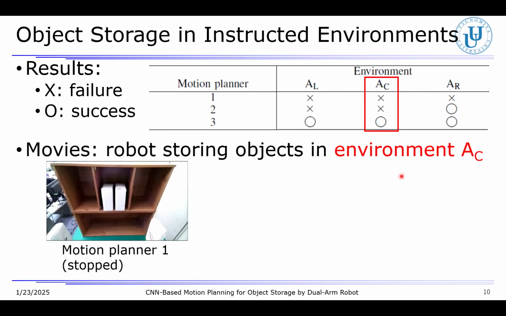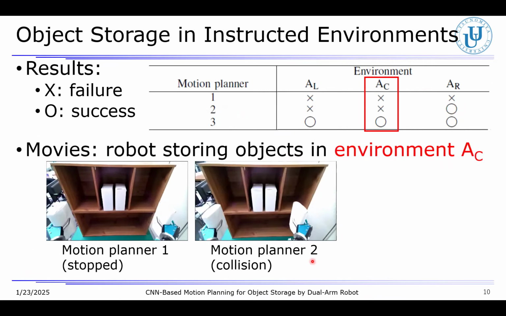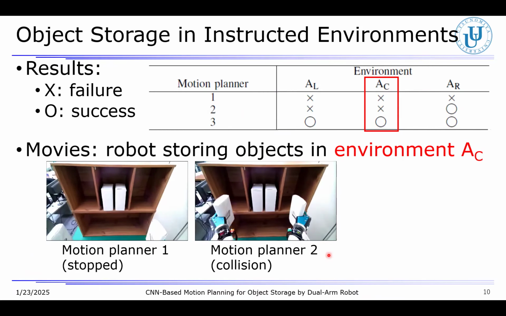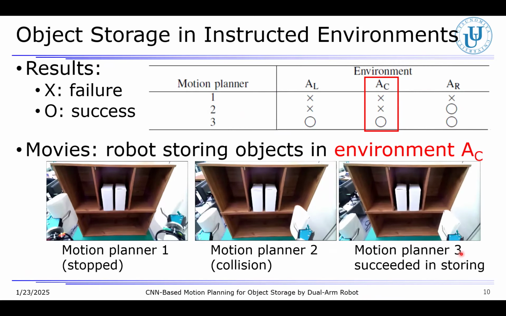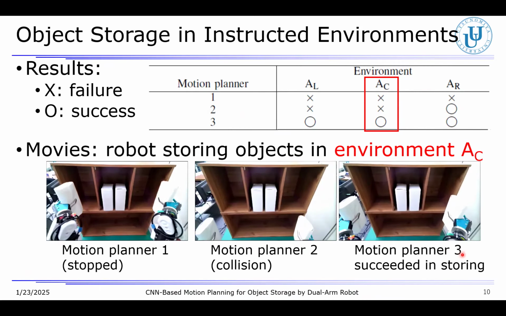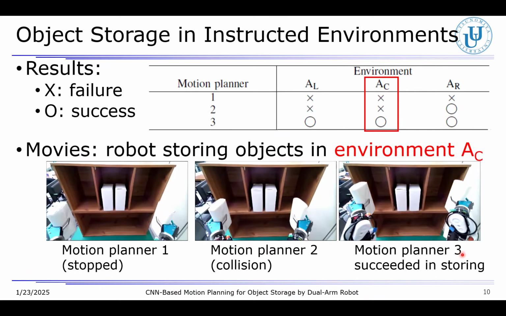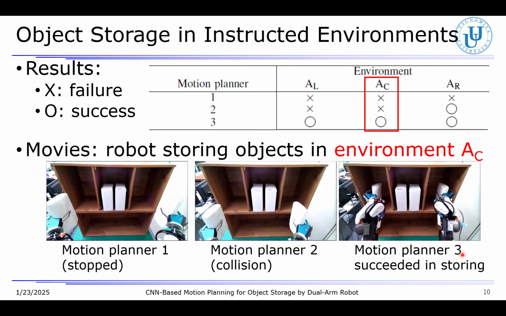So here, please have a look at the movies from the robot's point of view in environment AC. First off, for the robot based on the first motion planner, we can see that the hands stopped moving before the shelf. The robot based on the second motion planner moved the hand toward the correct target spaces, but after that, the grasped objects collided with the shelf. On the other hand, the robot based on the third motion planner moved the hand toward the correct target spaces and succeeded in storing the objects without collisions.